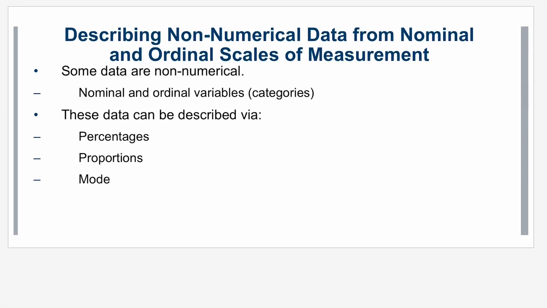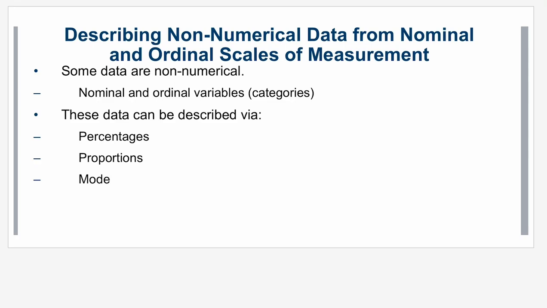Okay, so now, what if it's not numerical data? What if it's nominal or ordinal scales, those categories? Then what do we do? Often those data, that doesn't make sense. Those data are described using percentages, proportions, or the mode, as we talked about a minute ago.